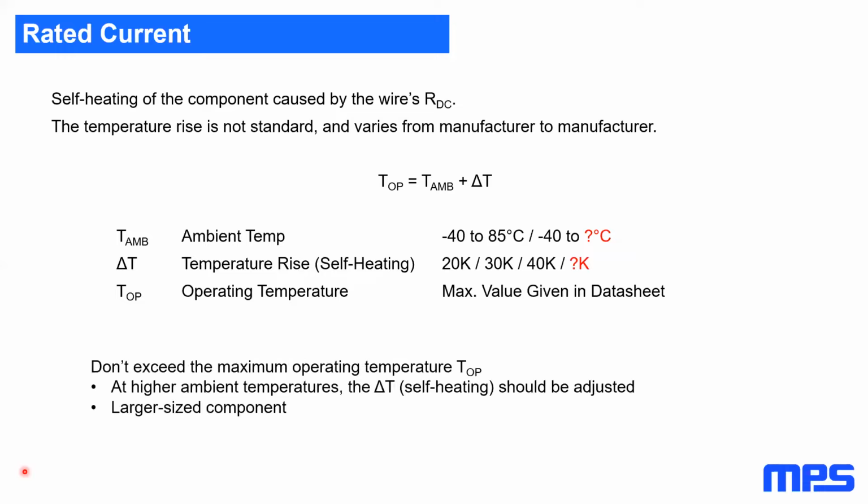The operating temperature, T-op, is given as a maximum value in the inductor data sheets as well. Please don't exceed this maximum operating temperature. If your ambient temperature is getting higher, you should use another inductor with lower self-heating at your rated current. This can be easily achieved by choosing a larger package size.